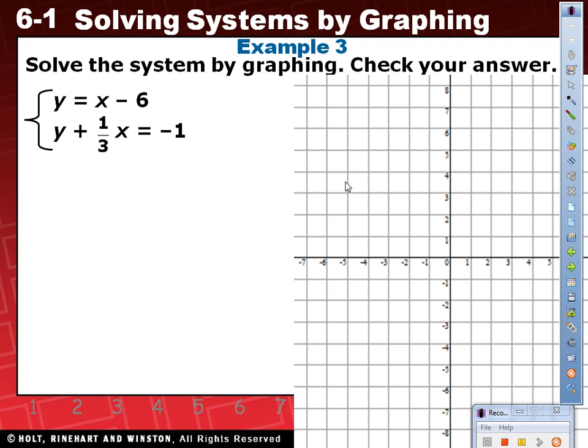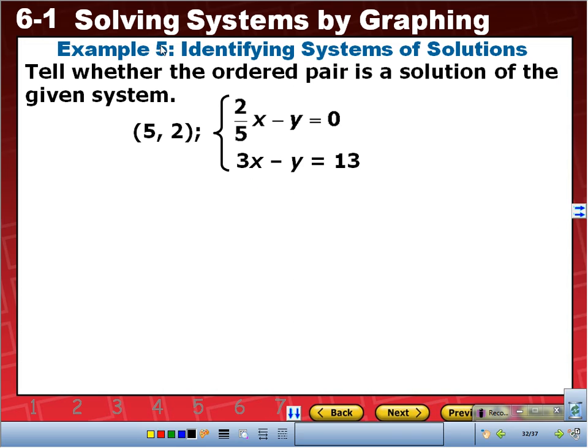All right, so with that, I want you to copy this next one, please. This is example 3. It says, tell whether the ordered pair is a solution of the given system. And they give us the point this time, (5, 2). So they're saying that this might be the solution. But we need to check it, right?